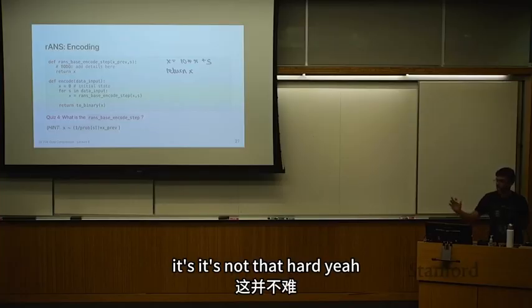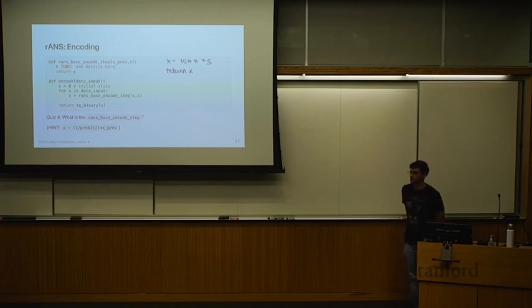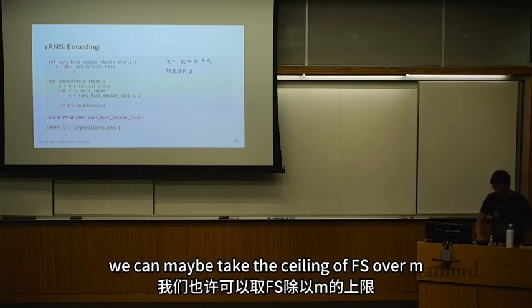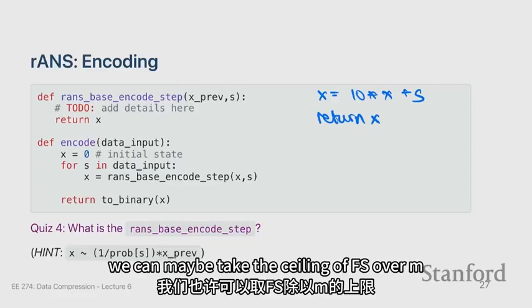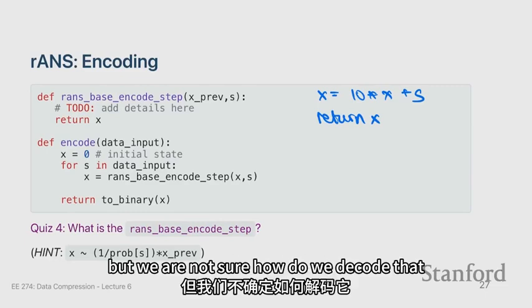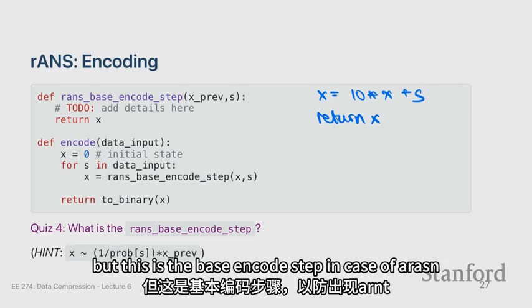It's not that hard. Yeah, go for it. Well, we could take the ceiling of whatever probability S and then just apply the hint, but I'm not sure how you would decode that. Perfect. So the answer was we can maybe take the ceiling of Fs over M instead of probability S, but we are not sure how to decode that. That's a great point, and we'll come to that.